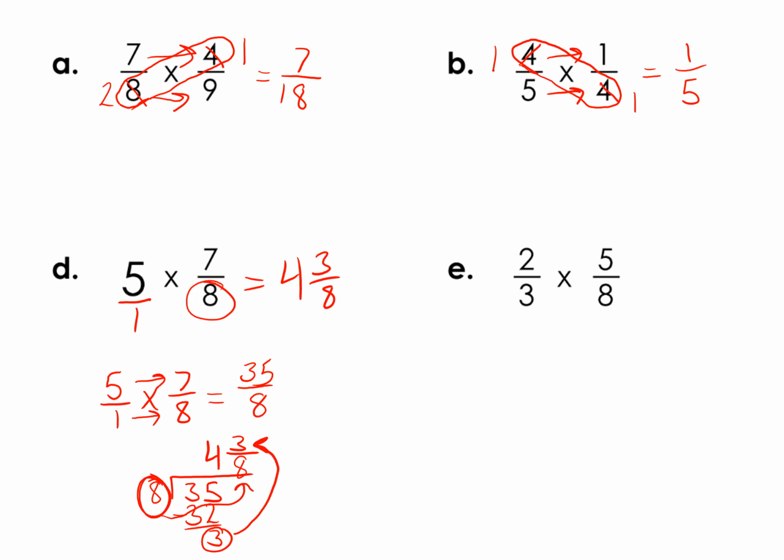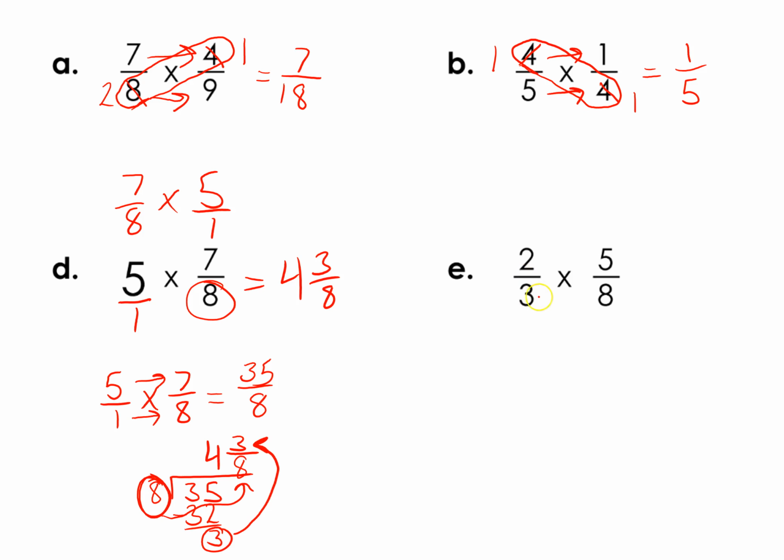Okay. All right, let's look at the next example. And again, it doesn't matter where the whole number is. If it was 7/8 times 5, we still do the same thing. I would write this as a fraction, then multiply, simplify.